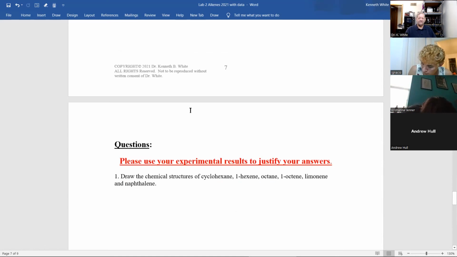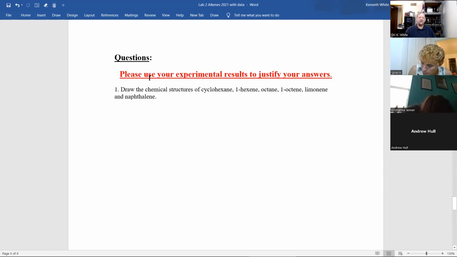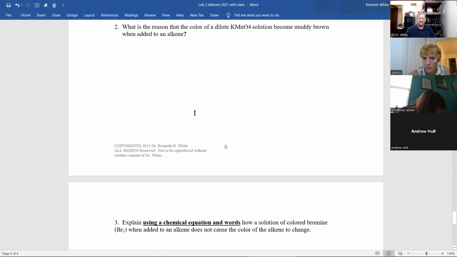Now, for these questions, please use your experimental results to justify your answers, where I ask you to justify something. Here I ask you to draw the structures of the following compounds. You can find this on Google. If you don't know the structures and how to do IUPAC names, you should for everything except the last two, limonene and naphthalene, which I think I talked about.